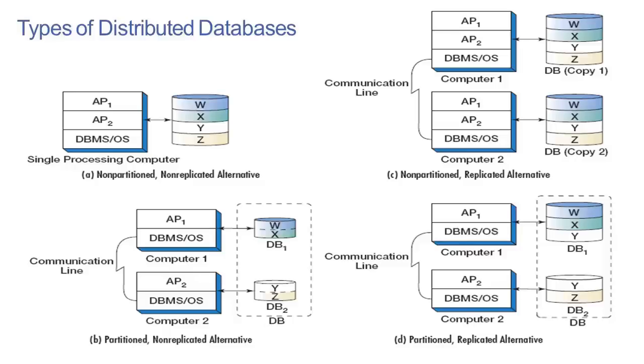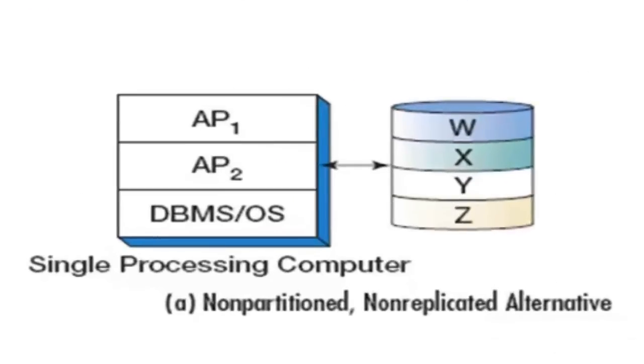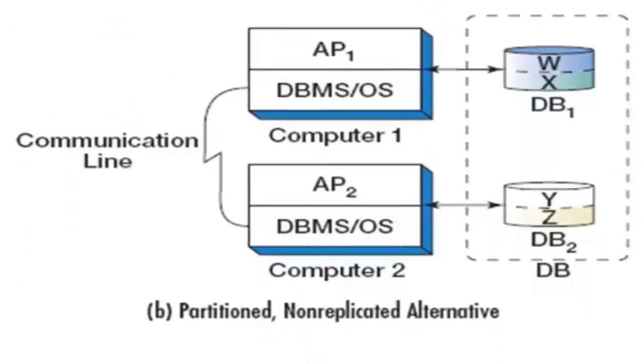In this first example, we see a version of a database which aligns with our simple conceptual model. That is, the database is non-partitioned, it is non-replicated. All of the tables, in this case labeled W, X, Y, and Z, exist on a single database server. In our next example, we see a database partition, and in this case, the database has been subdivided such that it runs on two separate database servers.